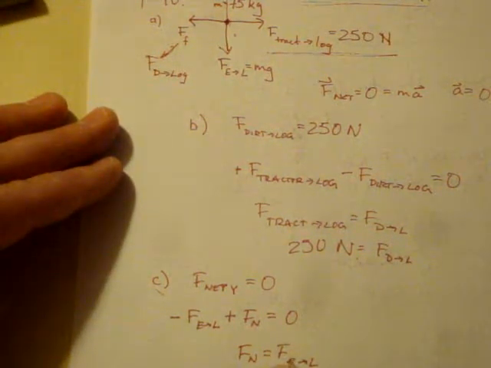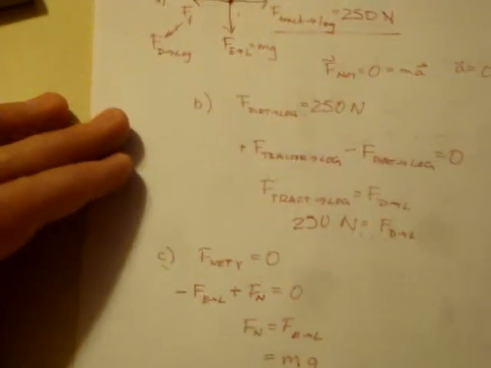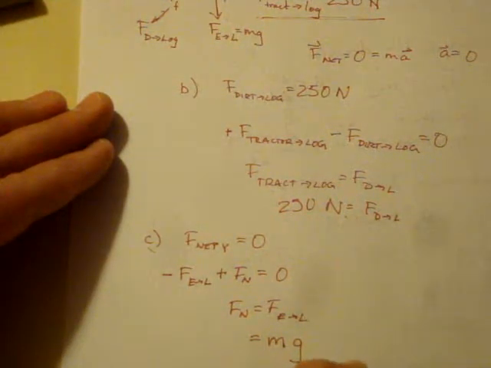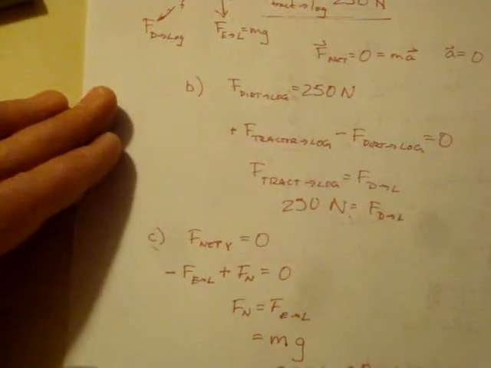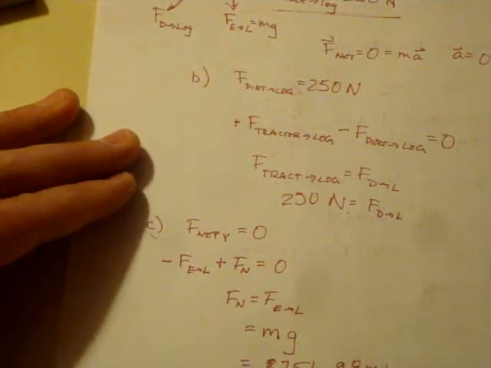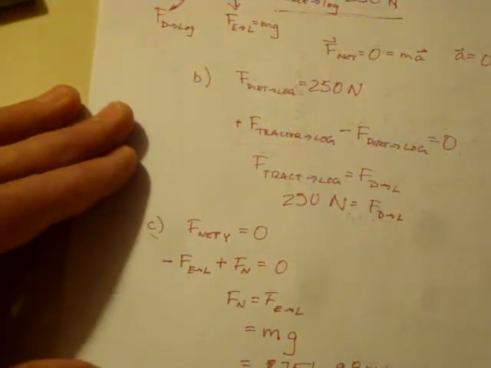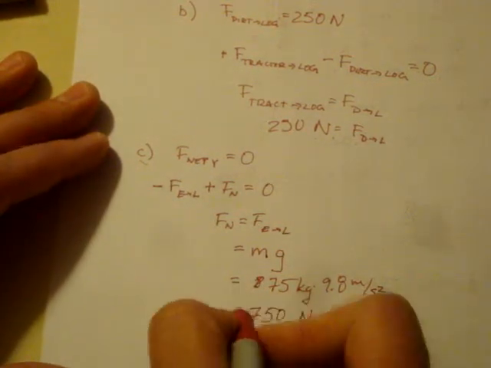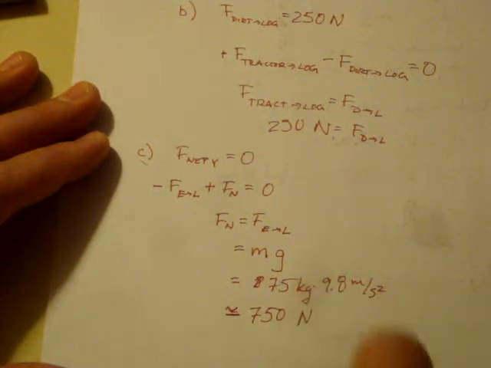And we know that the force of the earth on the log is the mass of the log times gravity. When we plug in the values, the mass of the log is 75 kilograms, and gravity is 9.8 meters per second squared, or roughly 10 meters per second squared. So it gives us a value of something around 750 newtons. It's a little bit less than that, but that's an approximate value.